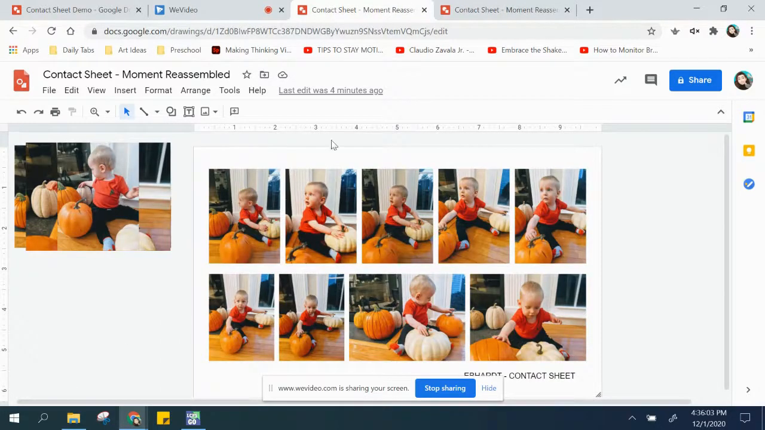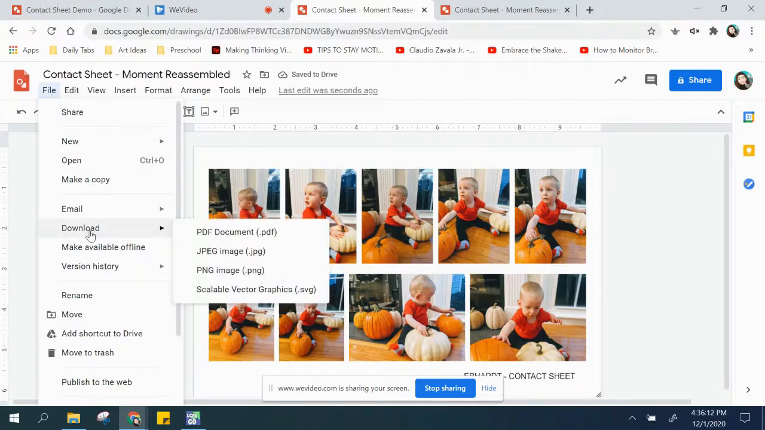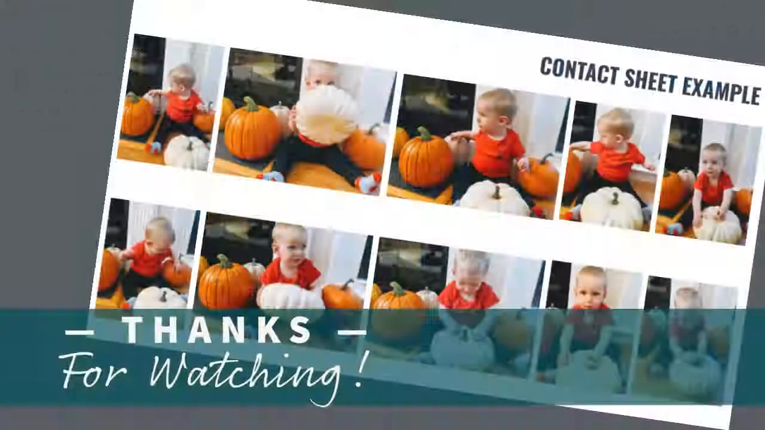Alright guys, to wrap things up, all you have to do is delete all the extras out of here. Go to File, Download. You can either make a JPEG or a PNG file. That's all you have to turn in, is your JPEG or PNG file. So this concludes this tutorial on how to create a contact sheet using Google Drawings.